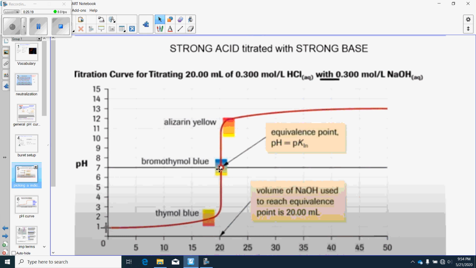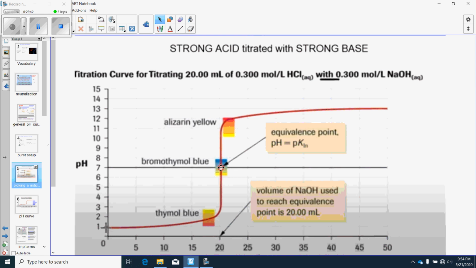So if these were the 3 indicators that you could choose, which one would be the best indicator in order for you to identify when neutralization happened? If you're saying bromothymol blue, you're absolutely correct. Bromothymol blue is going to let you know that when it's blue, you're still basic. When it's yellow, you're acidic.